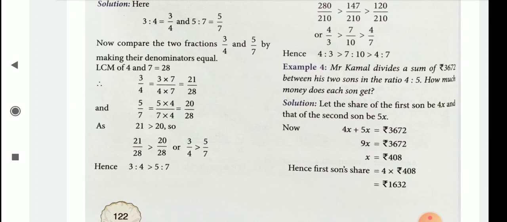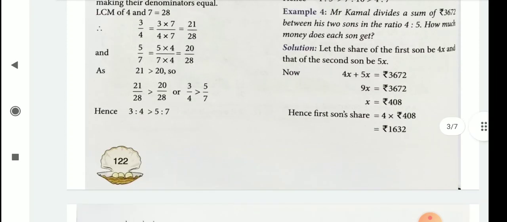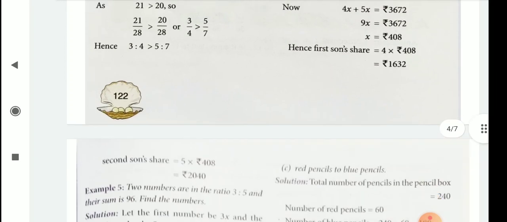Then example 4. Mr. Kamal divides a sum of 3,672 rupees between his two sons in the ratio of 4:5. Then how much money does each son get? Total money is, children, 3,672, and he has to divide it between his two sons, that is 4:5. Let 4 mean 4x and 5 mean 5x. So total is 9x. Then we get x. Then the first son's share is 4x, means 4 multiplied by 408. Then the second son is 5x, 5 multiplied by 408. Like this, children, we solve.